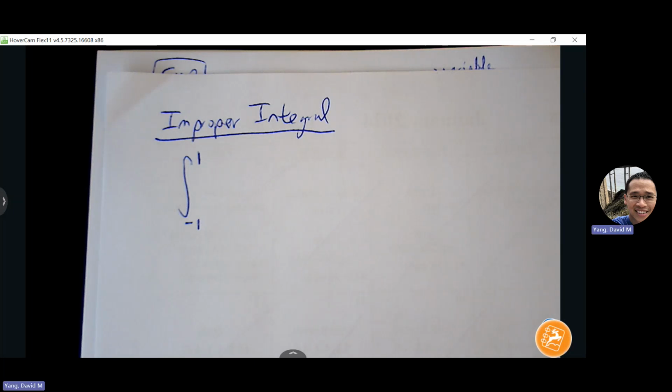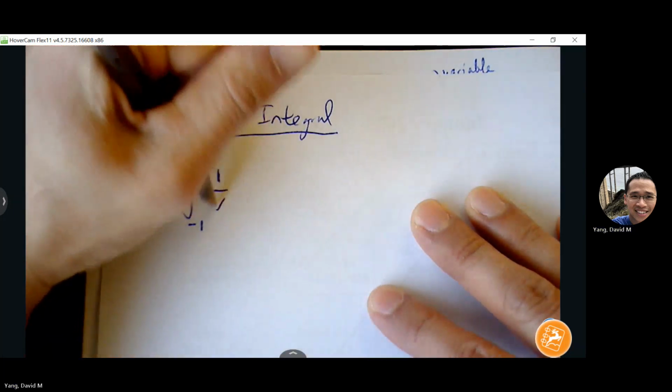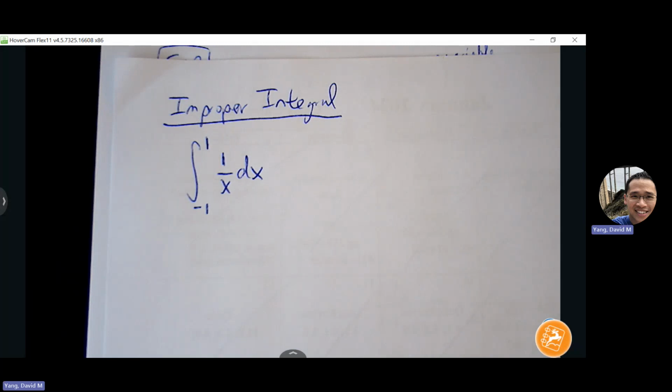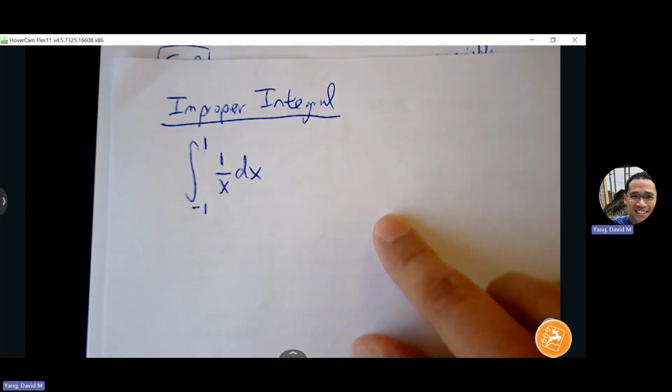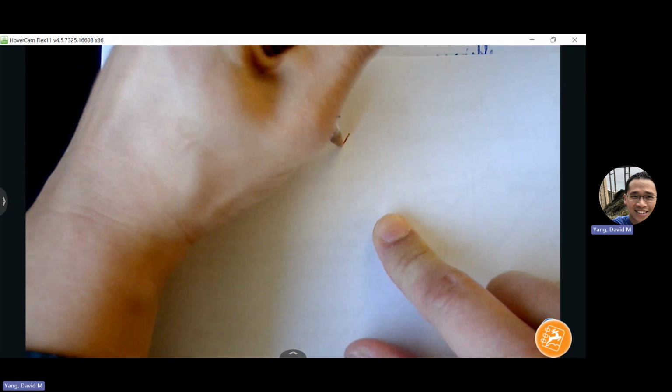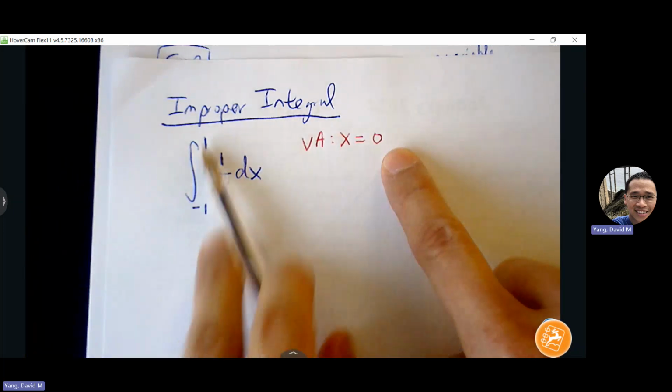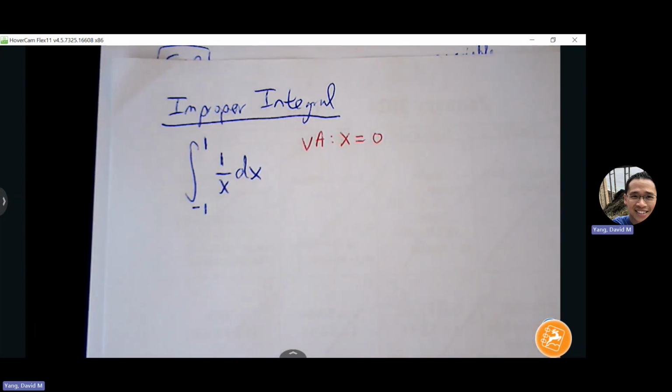It's 1 over x, right? Okay, there's no infinity in our bounds, but we know that there's an issue with 1 over x. There's a vertical asymptote at 0, and it is impacting my bounds. I'm trying to cross over a vertical asymptote, and that's forcing me to split my problem up into 2 separate integrals, one to the left of the vertical asymptote and one to the right of the vertical asymptote.